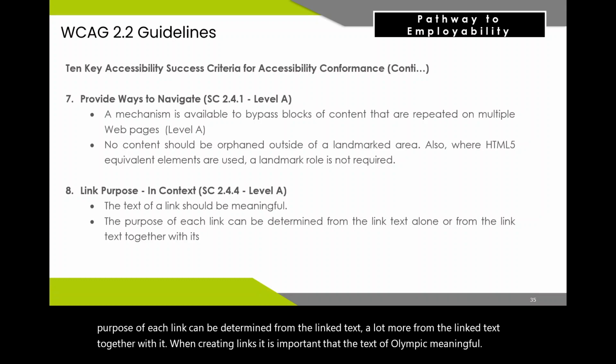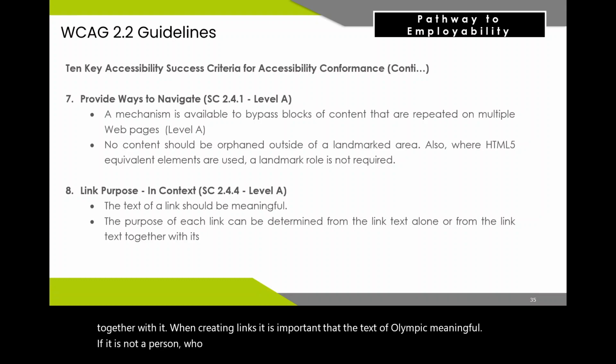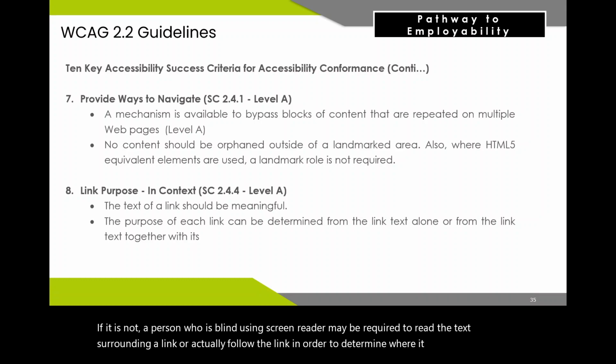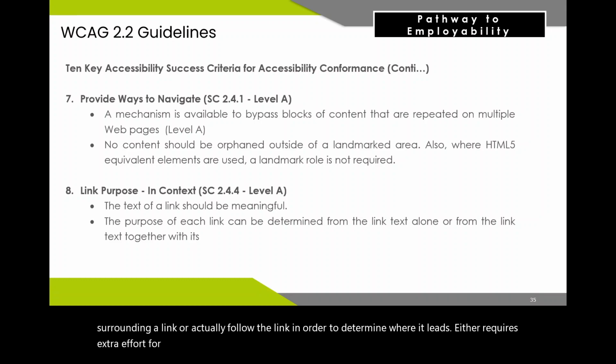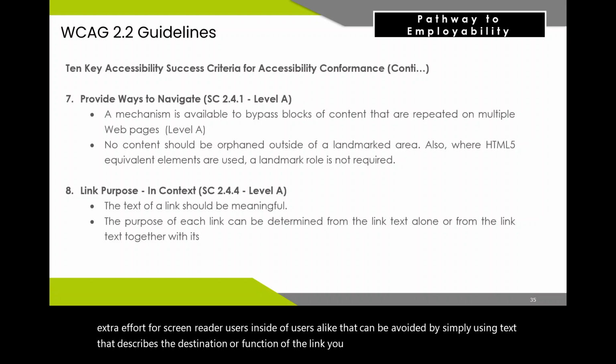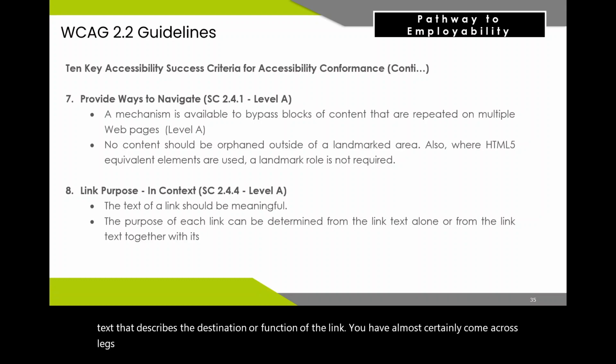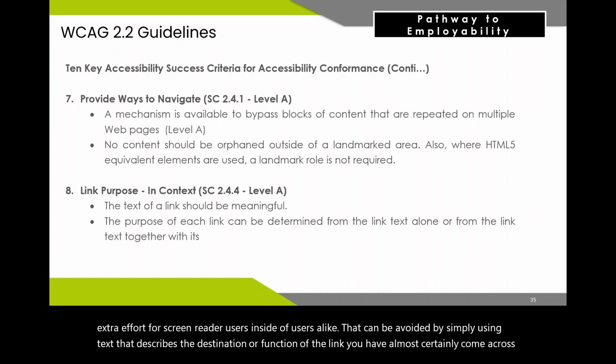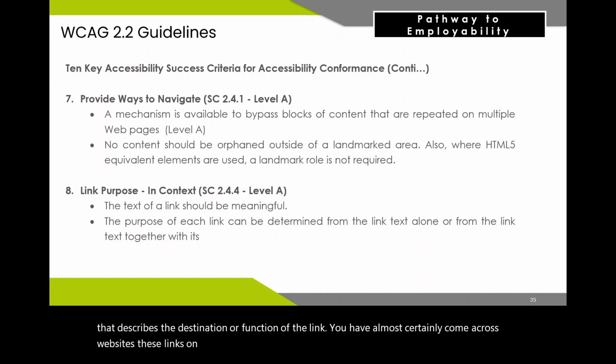If it is not, a person who is blind using a screen reader may be required to read the text surrounding the link, or actually follow the link, in order to determine where it leads. Either requires extra effort for screen reader users and sighted users alike, that can be avoided by simply using text that describes the destination or function of the link. You have almost certainly come across links like click here or more in your travels through websites. These links on their own provide no useful information about the destination or function of the link.